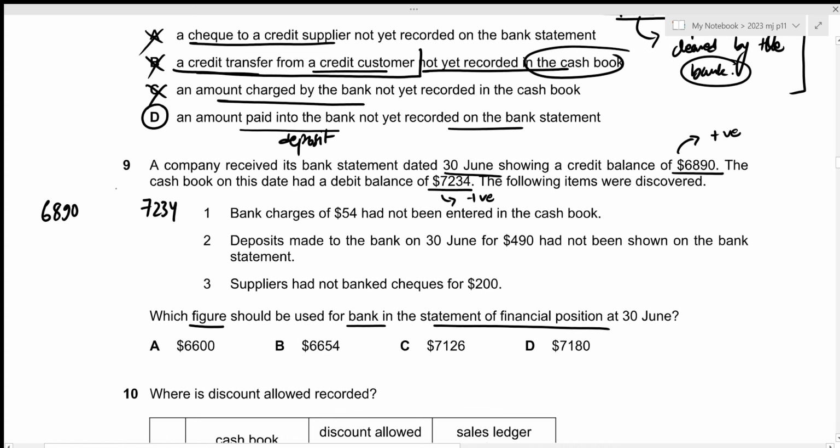We will rectify both the errors and we should arrive at the same figure. Bank charges of 54 had not been entered in the cash book. So we need to show 54 as an expense in the cash book. So our amount will decrease because we're making a payment of 54.